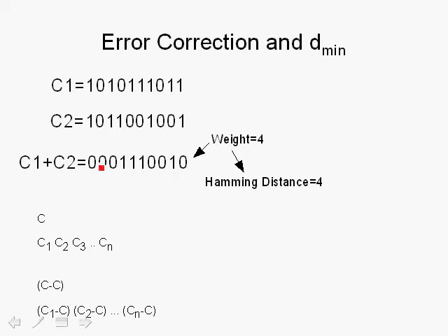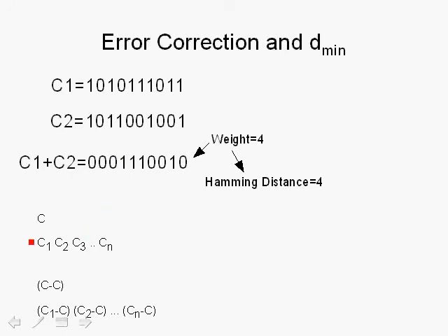So effectively C1 plus C2 gives you another code word, and let's define the weight as the number of ones within that code word. So the weight here would be 4. It turns out that that weight is exactly equal to the Hamming distance between the two code words. So the Hamming distance basically measures the number of bit errors, so to speak, between the two code words, if we're talking about errors, or just the distance between two code words.